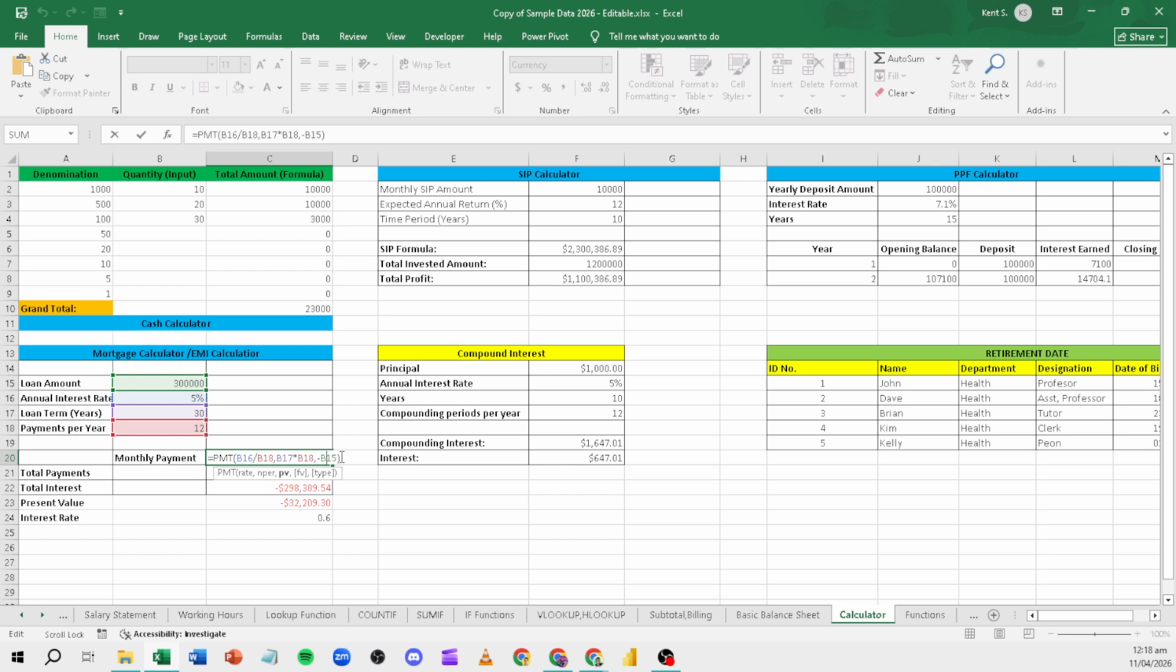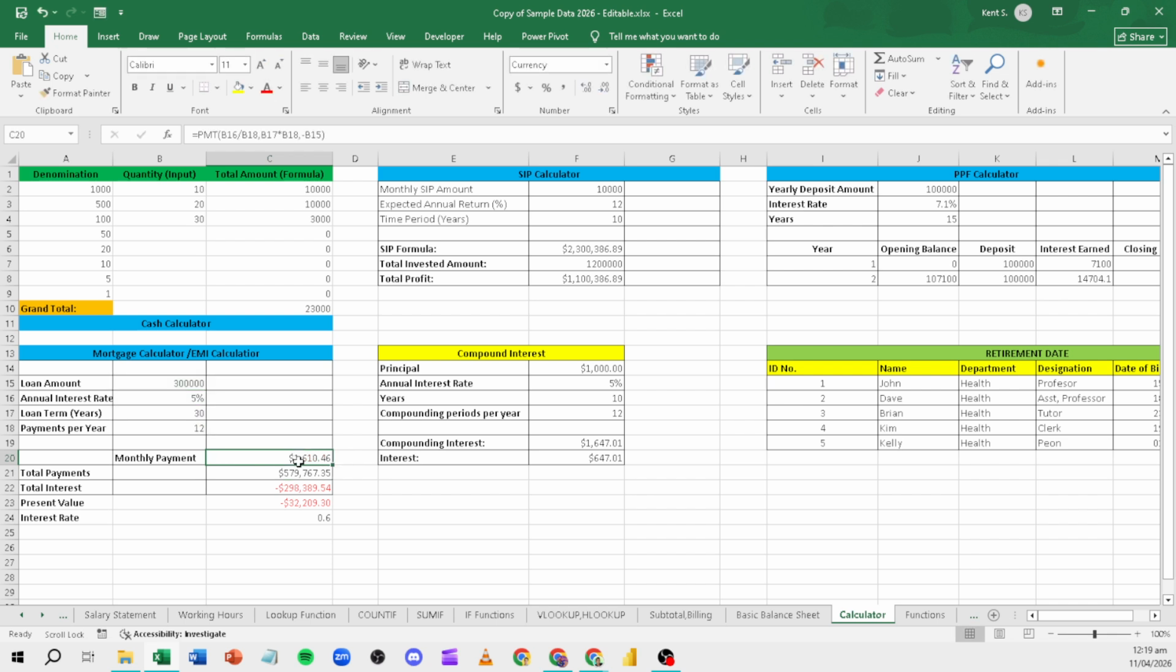Finally, calculate the total loan cost. Create a label for it, and in the cell beside it, multiply the monthly payment by the total number of payments. That's your monthly payment times loan term (years) times payments per year. This gives you the total amount you'll pay over the life of the loan, including both principal and interest.